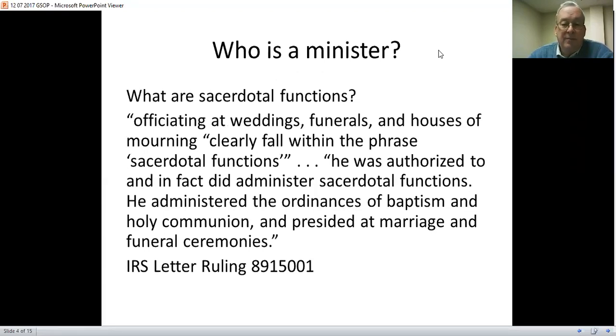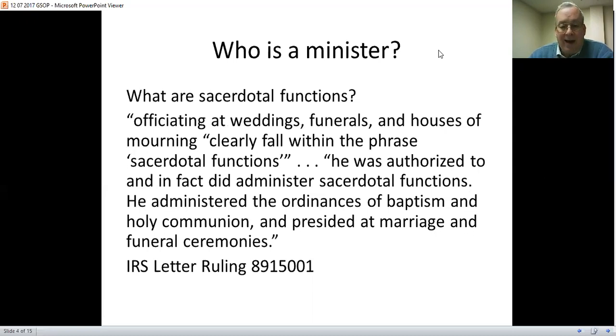Officiating at weddings, handling funerals. The houses of mourning clearly fall within the phrase sacerdotal functions. This IRS letter ruling cites he was authorized to and in fact did administer sacerdotal functions. He administered the ordinances of baptism, Holy Communion, presided at marriage and funeral ceremonies. The IRS tax guide for ministers says sacerdotal functions would include preaching, teaching, marriages, funerals, counseling, baptisms, and communion.